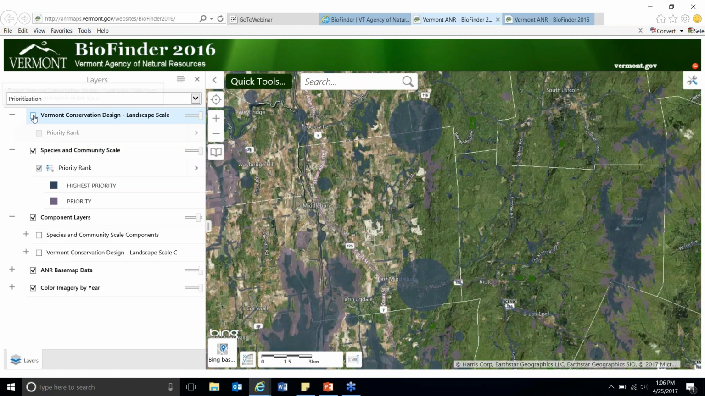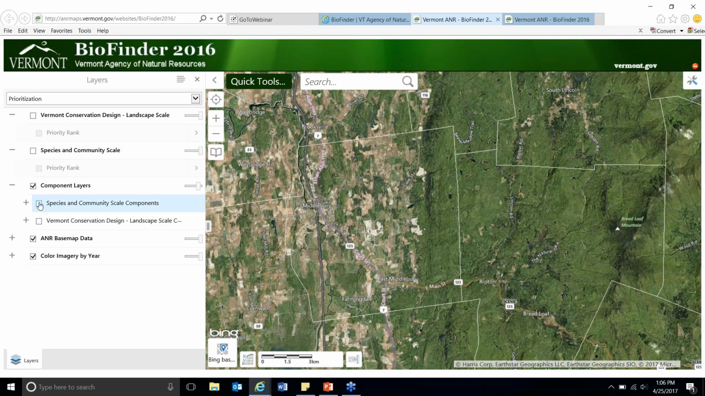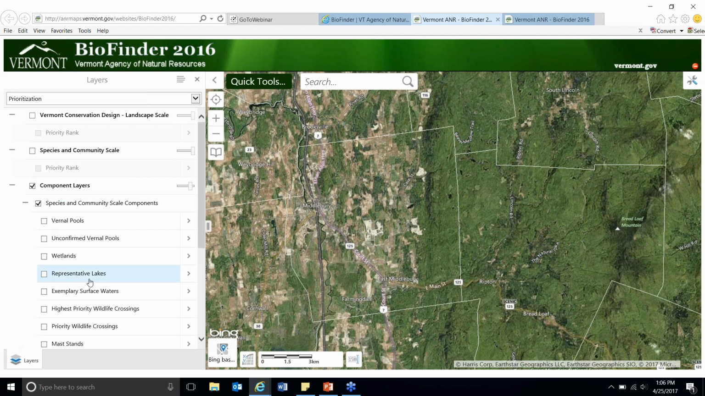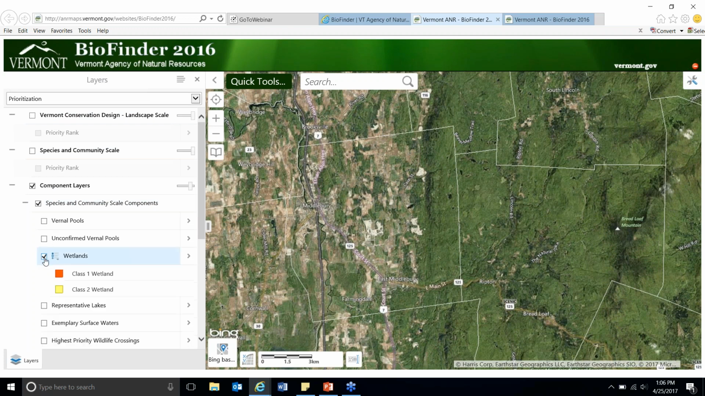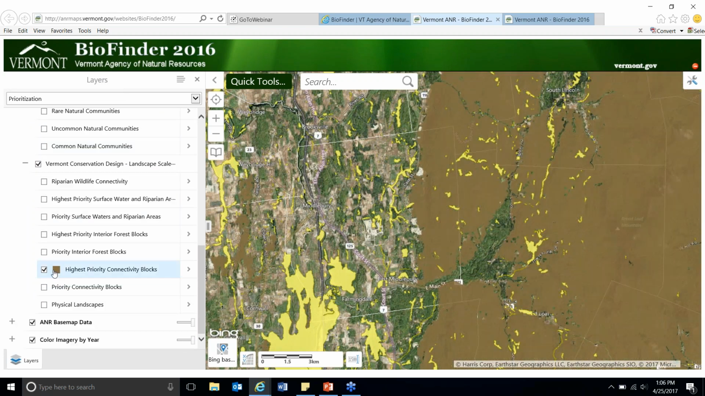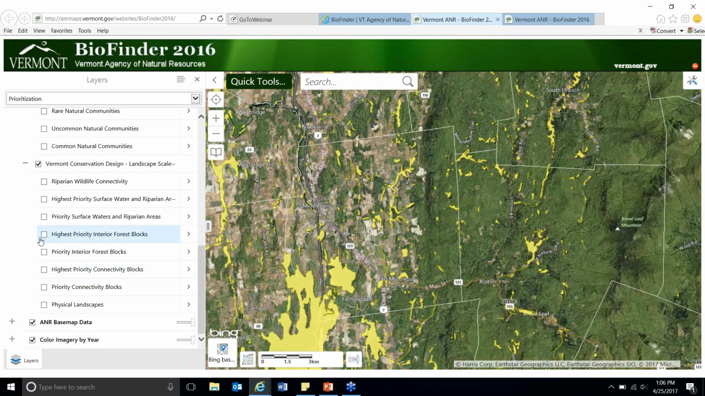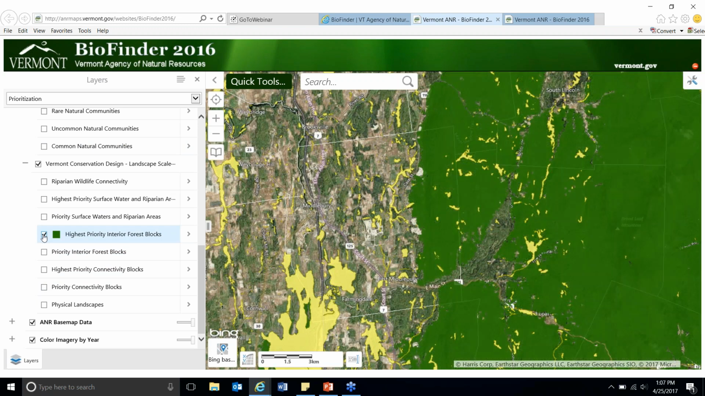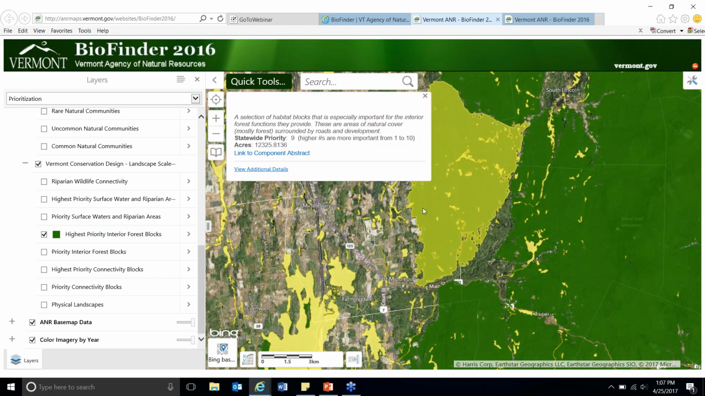Now, say I want more information about these component layers. In species and community scale, I want to know more about the wetlands. And I'm also interested at the landscape scale. I want to know about the highest priority interior forest blocks. I can do the same thing with just clicking that mouse. If I want to know more about this interior forest block, I can click. It always starts out saying no results, so give it a moment if it starts out by saying that.